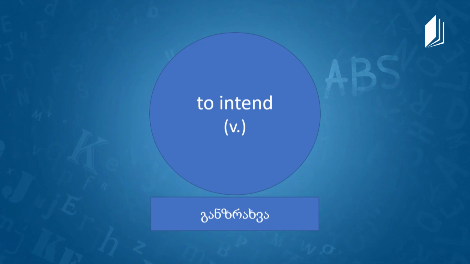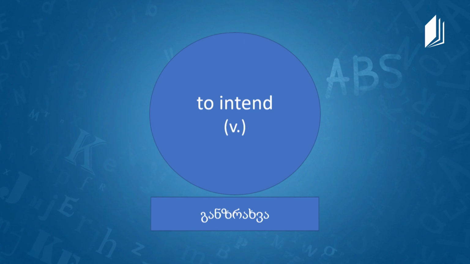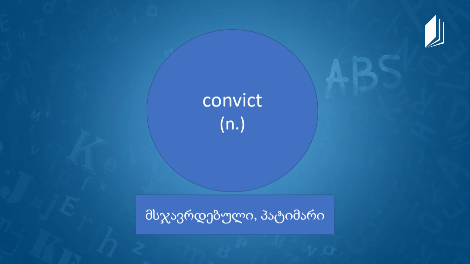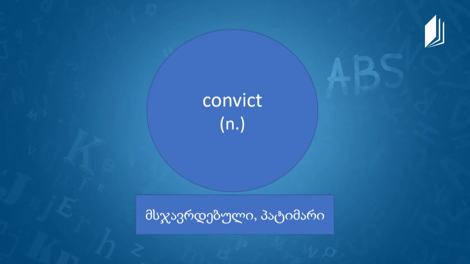The next word is a verb, to intend. To intend. To have in mind as something to be done or brought about, a plan that you have. Our next word is convict. It's a noun, convict. A person proved or declared guilty of an offense. Our next word is to sentence, a verb.